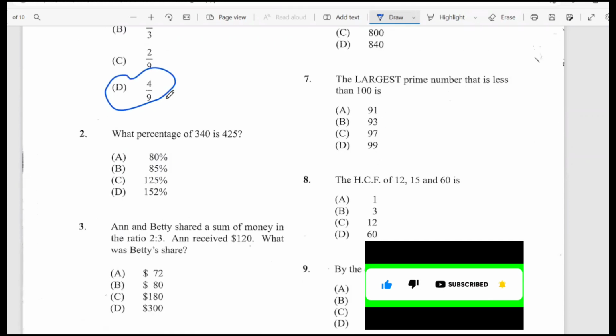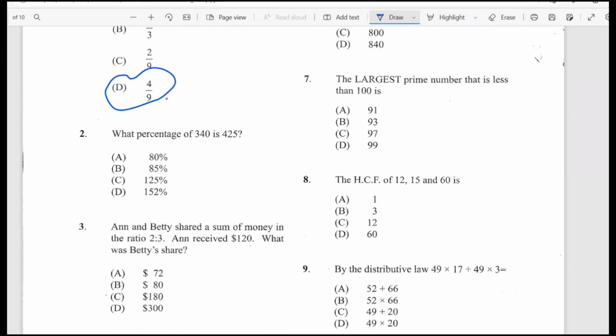The second question says what percentage of 340 is 425? And this is the one where, whenever you see "is", it goes on top. Whenever you're dealing with percentage, the "of" is the bottom part. The "of" goes at the bottom, the "is" goes on top. So in this case, you're talking 425 over 340.